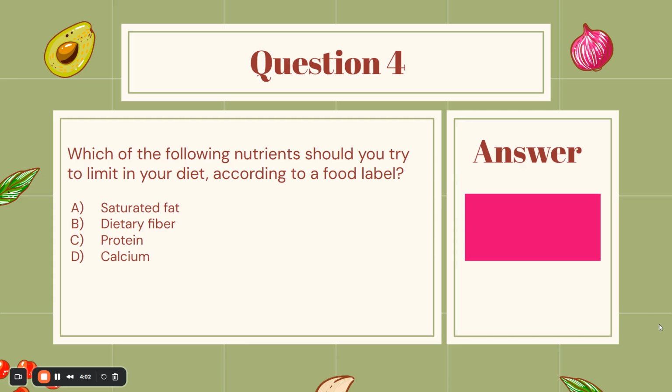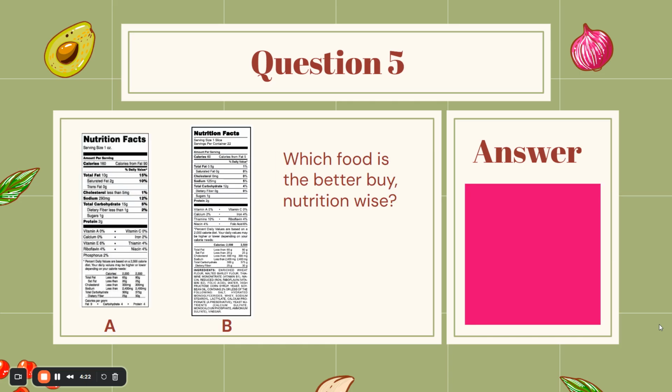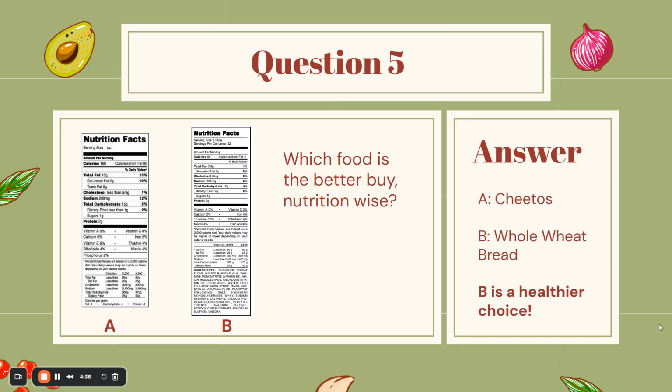Question 4. Which of the following nutrients should you try to limit in your diet according to a food label? Is it A. Saturated fats, B. Dietary fiber, C. Protein, or D. Calcium? The answer to this one is A. And finally, based on these food labels, which food is the better buy, nutrition-wise? The answer to this one is B. A is a pack of Cheetos, while B is whole wheat bread, which makes B the healthier choice.